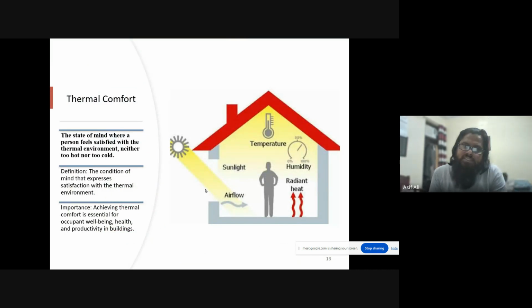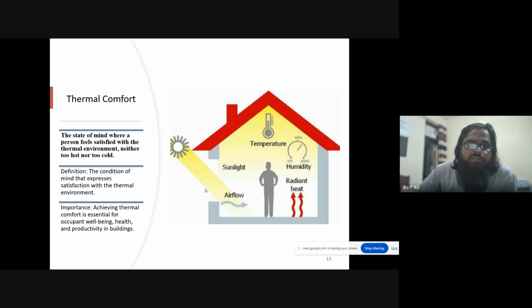So one by one, we will discuss thermal comfort. Obviously, it is a state of mind when the person feels satisfied with the thermal environment. He feels that the temperature is so-so now, the humidity is okay, now I feel comfortable. There are methods by which you can monitor and measure it, but it depends on several factors. That's why we ask people through a survey whether they feel comfortable, whether they feel satisfied with their thermal environment or not.